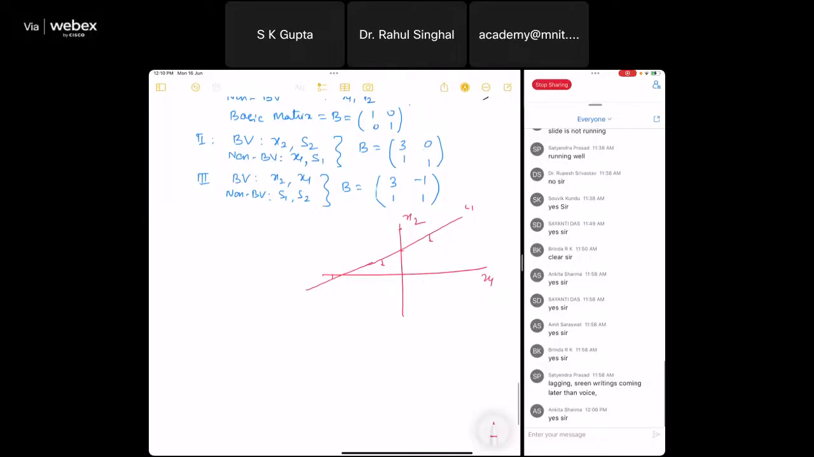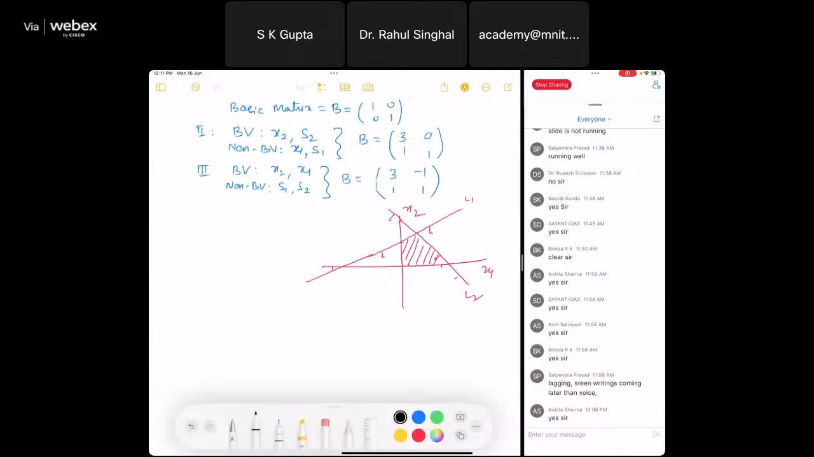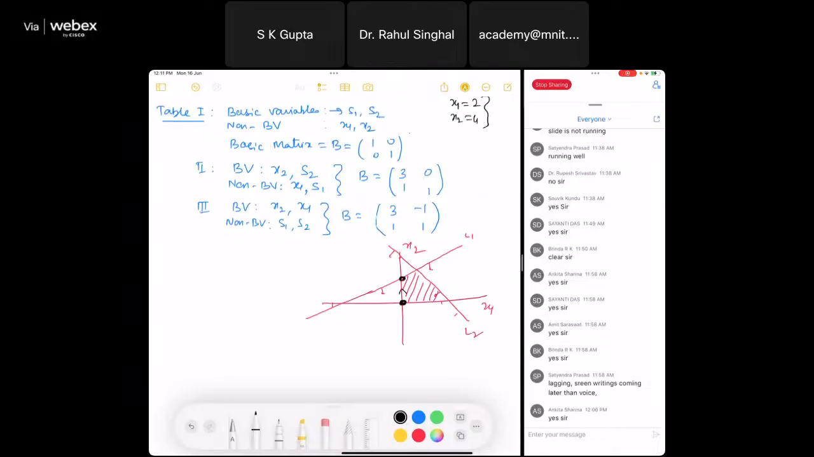So the first point is 0 comma 0, which corresponds to this point, right? The second is 0 comma 10 by 3, which corresponds to this point. That means we move from this point to this point in the simplex iteration.